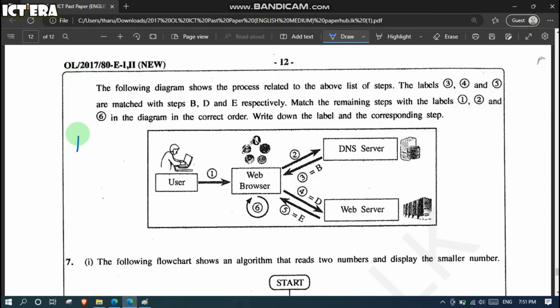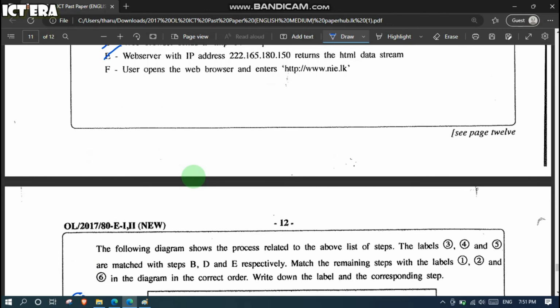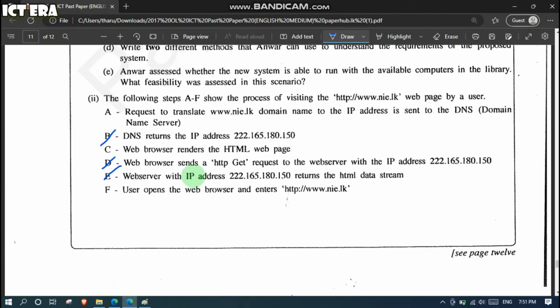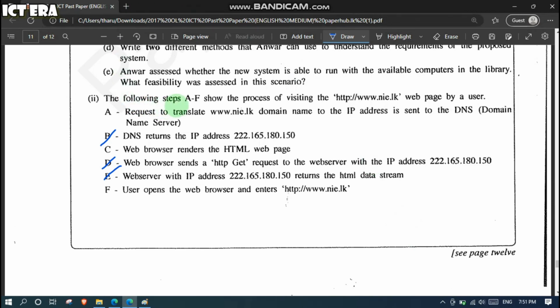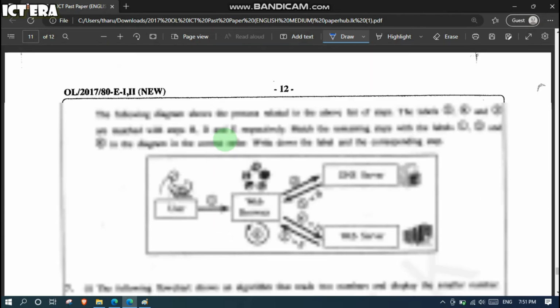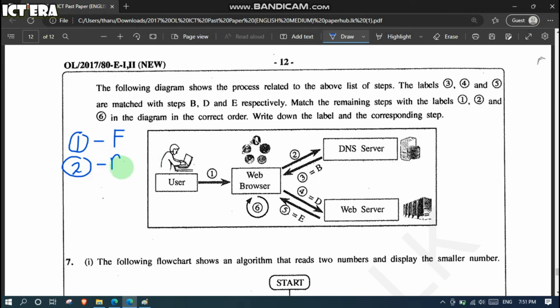So let's see. For 1, now this is the user. What should the user do? The user should first open the web browser and enter this URL. So we can write F. And then for the second step you can see here the web browser is communicating with this DNS server. That means the web request to translate this URL domain name to the IP address is sent to the DNS. So it should be A.